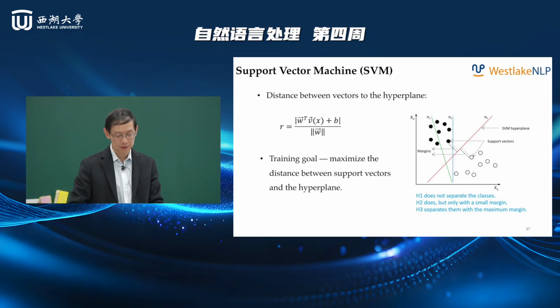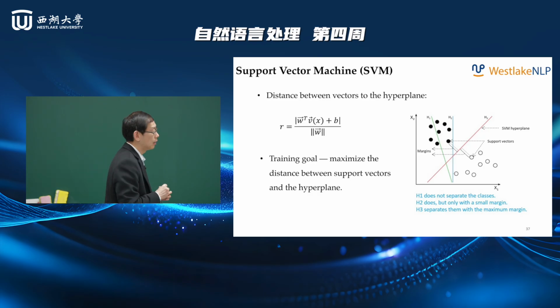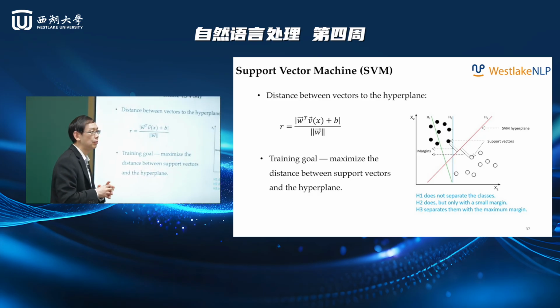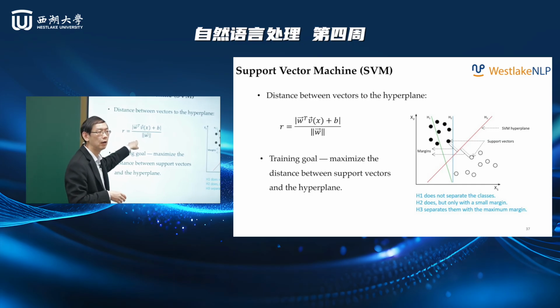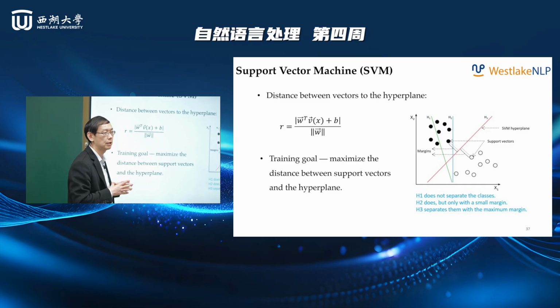But then you realize the parameterization has a problem. Why does the parameterization have a problem? Because if you want to define the support vectors, then this is the distance between a vector and a hyperplane. I have an exercise for this week. I'll let you prove it. Why is the distance between a vector and a hyperplane this?